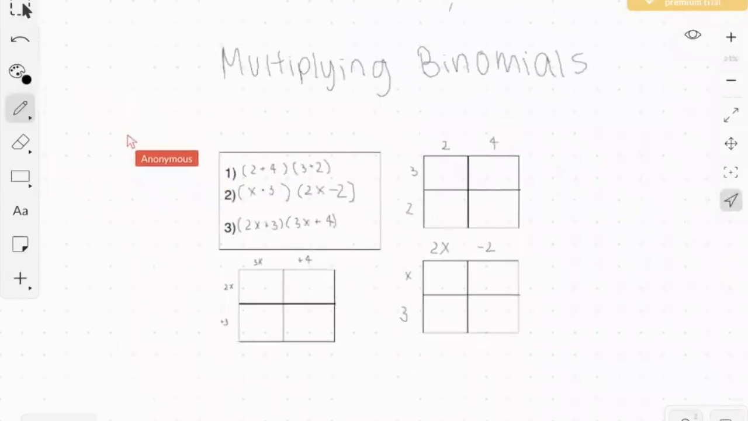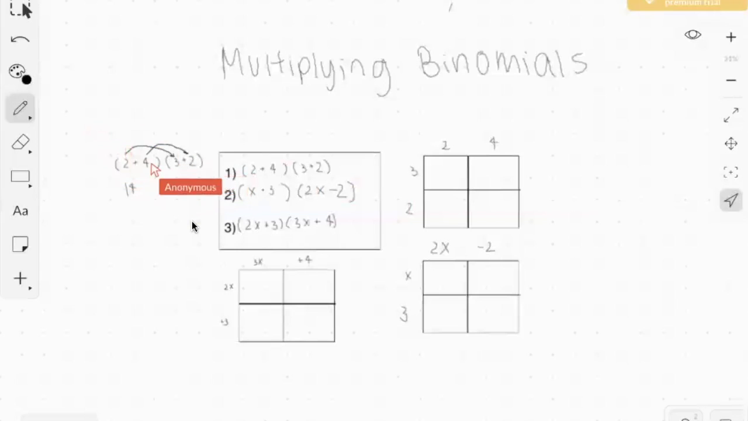So to start, let's look at a very simple binomial that's not made up of any variables, just numbers, and see how that works out. And at the start, you might make the mistake of multiplying the terms in order. So for example, 2 by 3, and then add 4 by 2. And this would actually not be correct, because if we do that, we would get 6 plus 8, 14, which is obviously not the answer to this. The answer to this is 30.